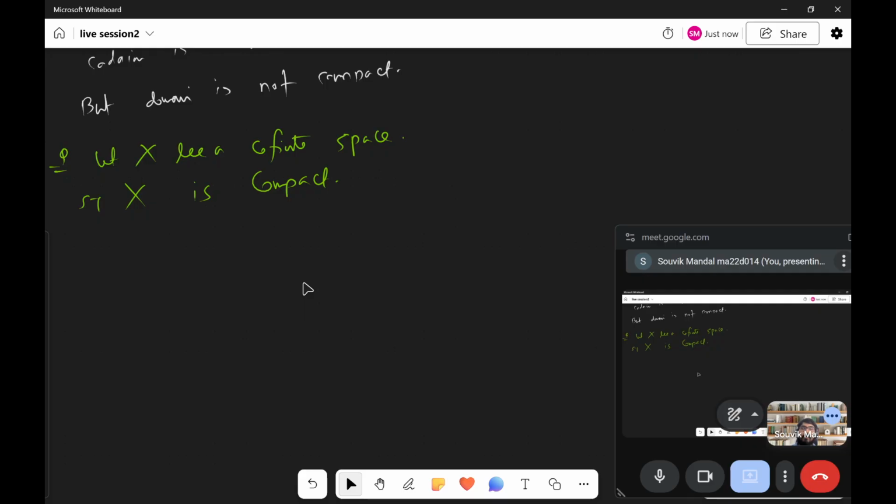Okay, so basically cofinite topological space means what? A set is open if and only if its complement is finite. Cofinite means the complement is finite. Okay, so please try to figure this out, or try to figure out a proof. Please take your time. I shall be back in a few minutes.